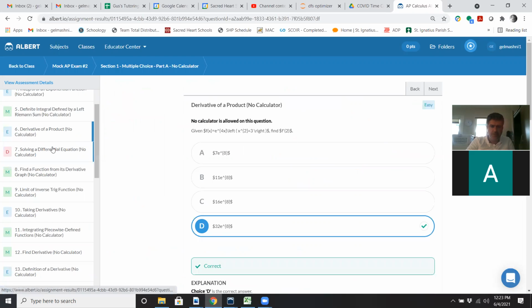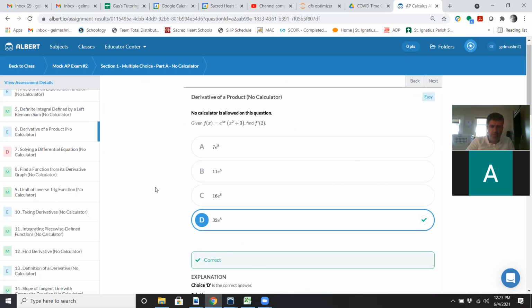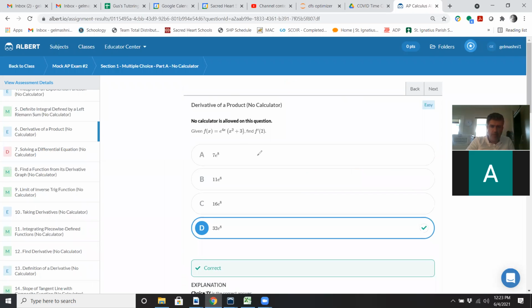Let's look at 6. This is involving the product rule. So what you'll need to do is let this be like the first function. Call it f. Let that be g. Actually, we can call them g and h, because the whole thing is f, to avoid confusion. So remember, it's going to be g prime times h plus g times h prime. Go ahead and do that. Plug in 2, and see if you get this answer here. I'll be right back.